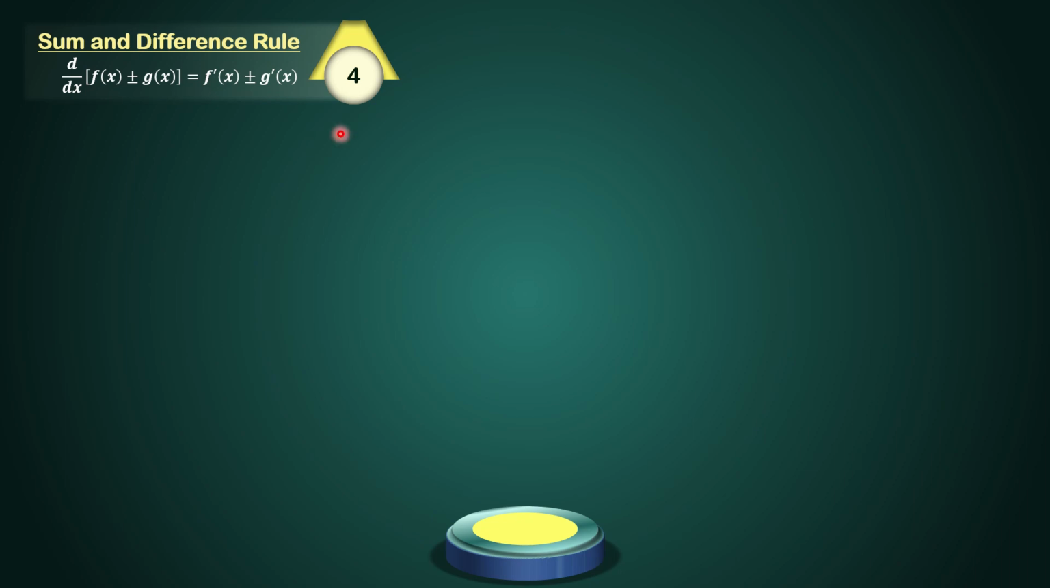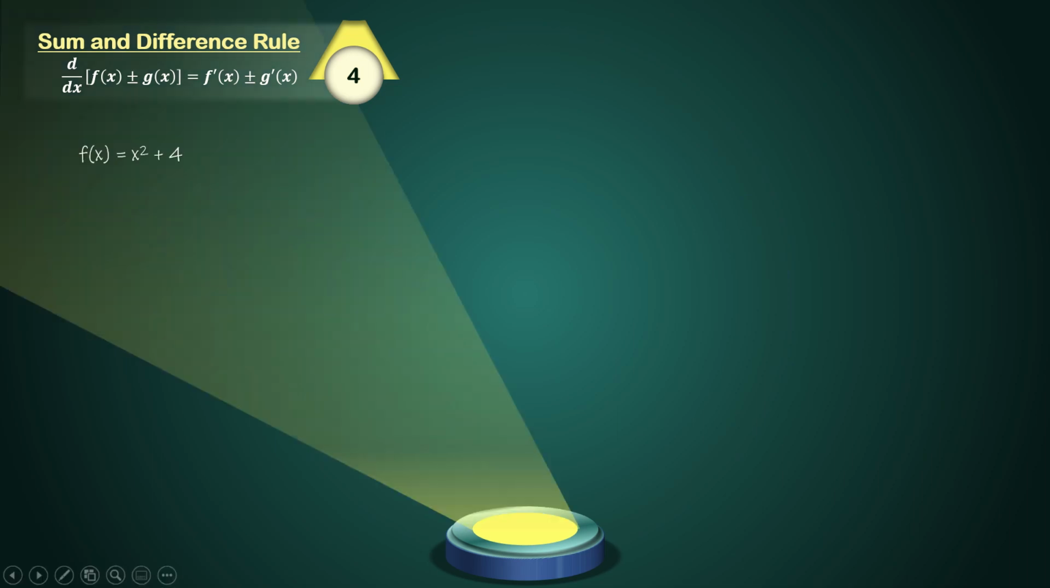The sum and difference rule of differentiation simply means that if you have more than one function combined with either addition or subtraction, you can take the derivative of each function before adding or subtracting. For example, what's the derivative of x squared plus 4?